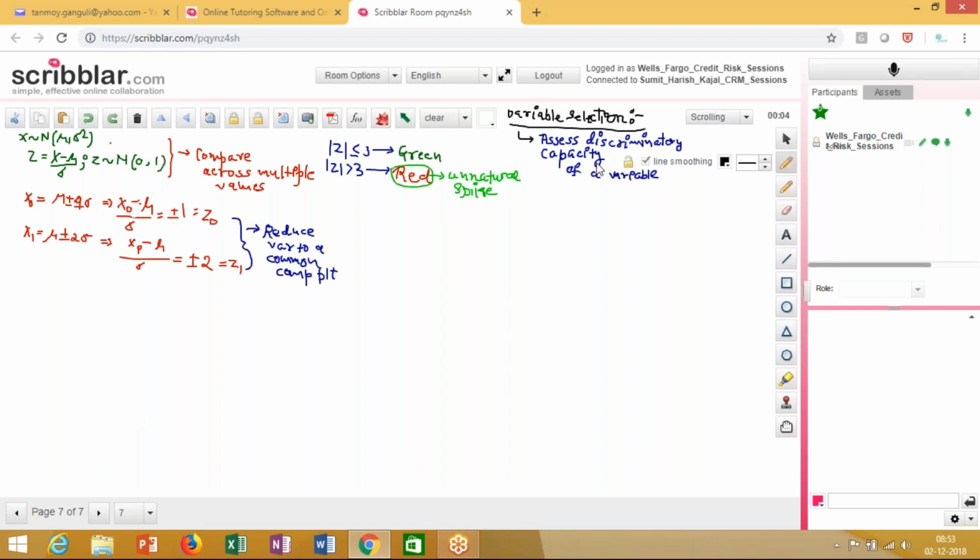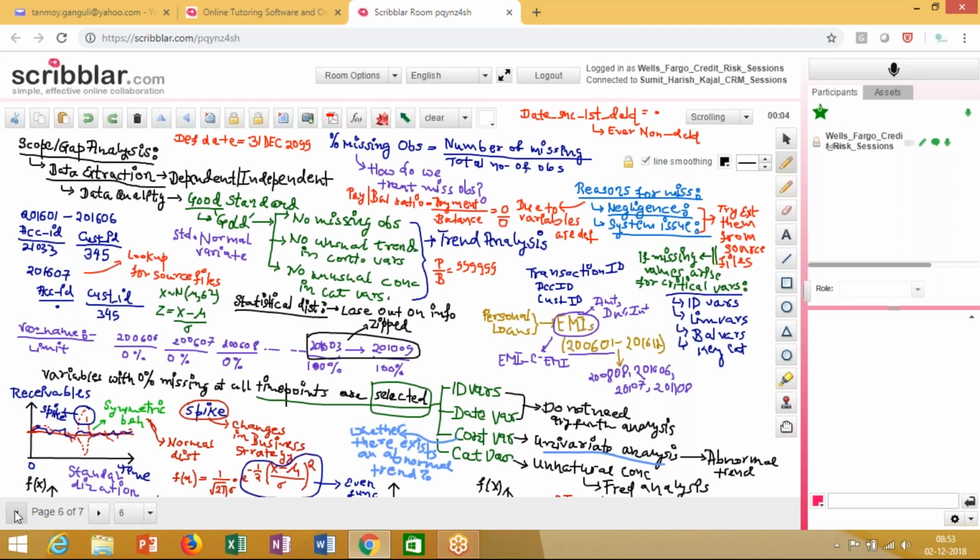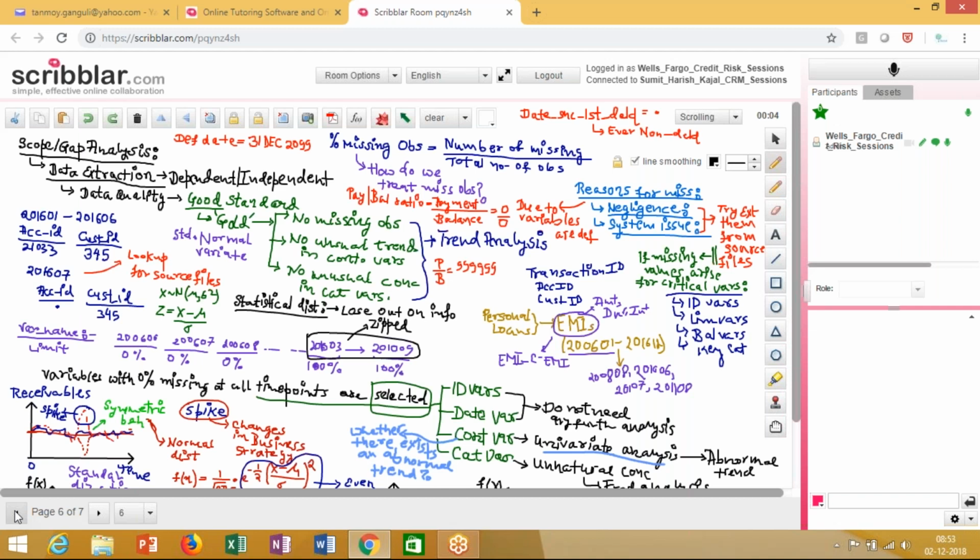Okay, so welcome back to a fresh new session of credit risk modeling, and we were discussing the different stages of development of a scorecard, right? So very quickly we'll walk through the steps that we had talked about, right? So the first step that we started our discussion with was the scope and the gap analysis, right? The objective of this step was to ensure that we would require the development of a scorecard.